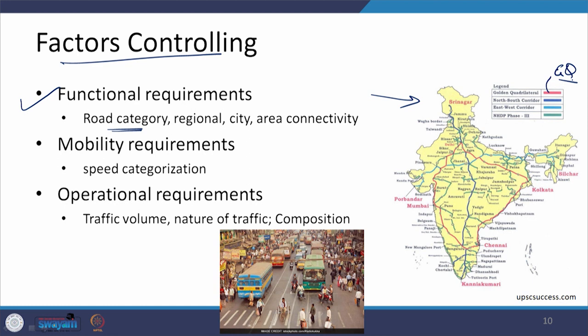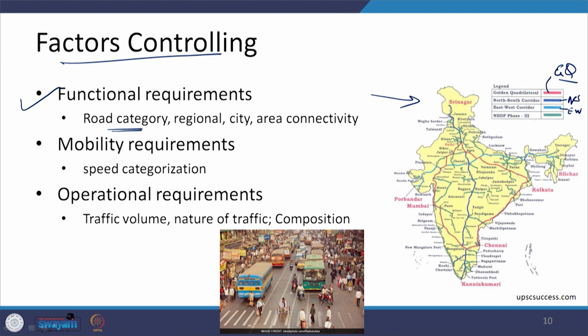When we are talking about the blue lined connectivity, this is the north-south corridor. When you are looking at the light blue colored lines, these are for the east-west corridor. And then there are different other roads which have been developed by NHDP, that is, the National Highway Development Project.